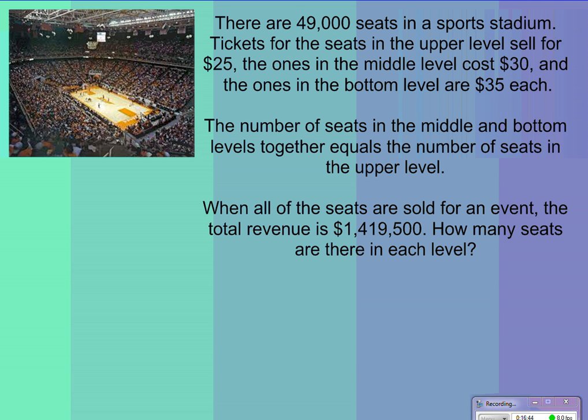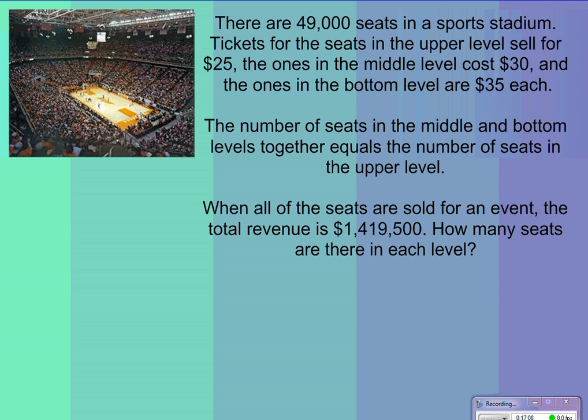All right. So let's talk about this one in class, but I'll at least kind of get you set up on it. Actually, try and solve this. I'll help you set it up, and then try and solve this and show me your answer in class. So there's 49,000 seats in the stadium. There's upper level, middle level, bottom level.